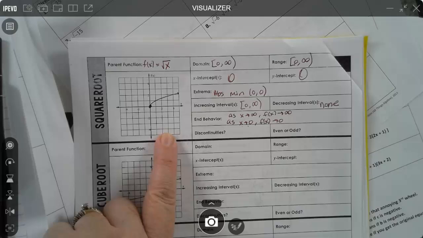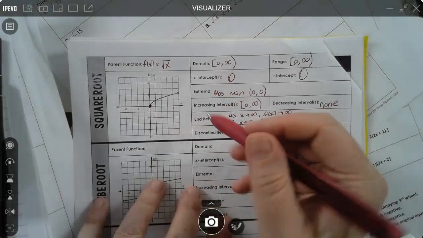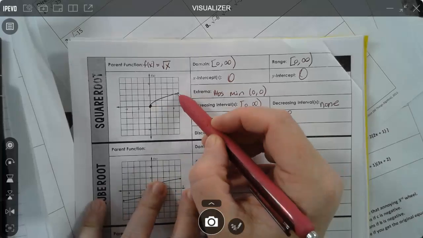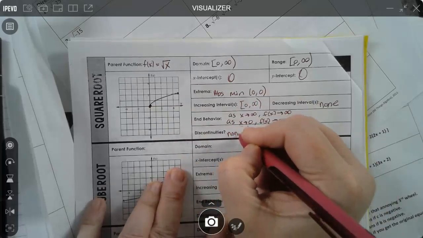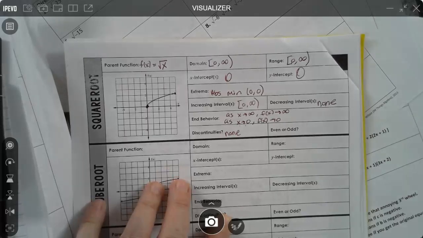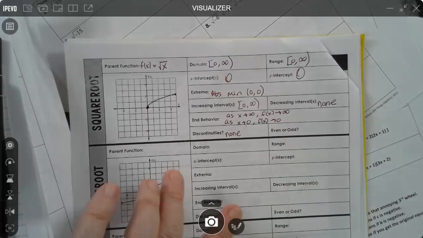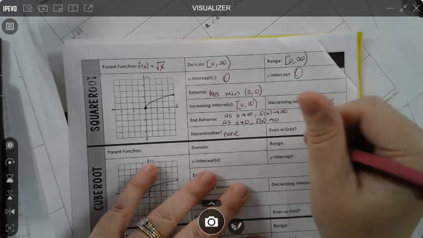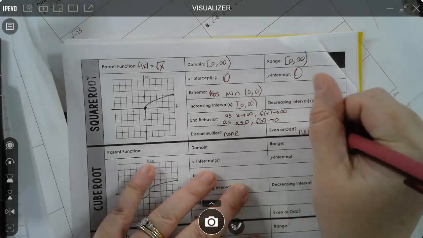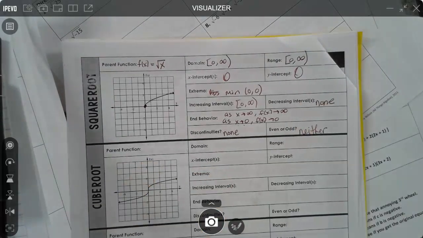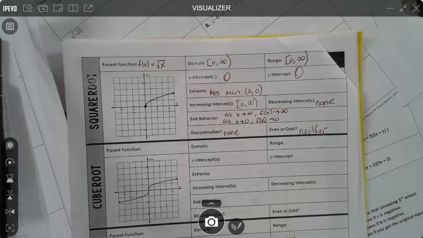Discontinuity. None. Even though it breaks and it's just that one piece, I can draw it without lifting my pencil. So no. Even, odd, or neither. It's neither, because the y-axis does not mirror the function, and if you turn it upside down, it definitely looks different. So it's neither.